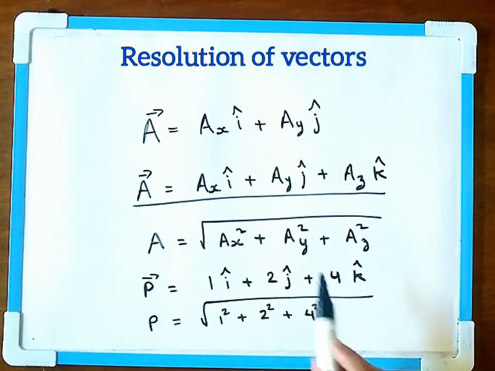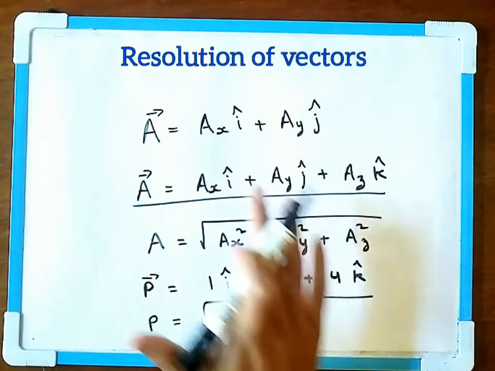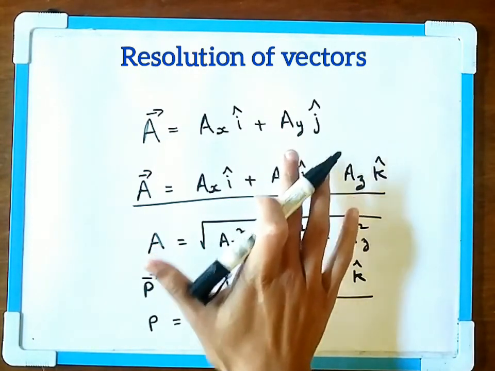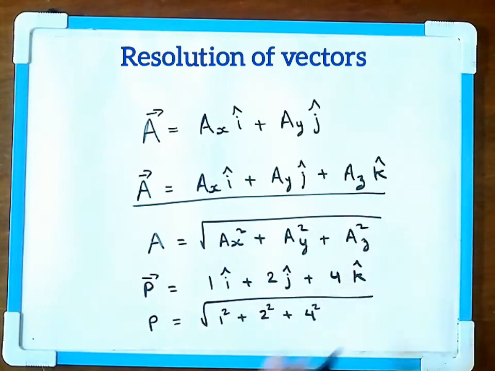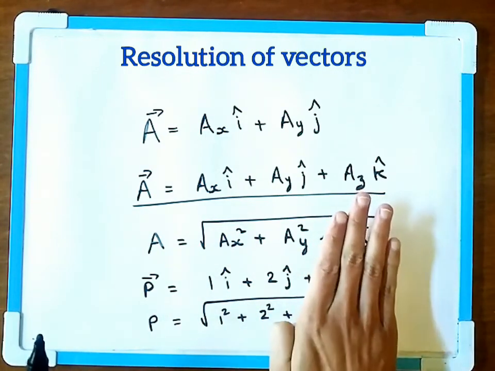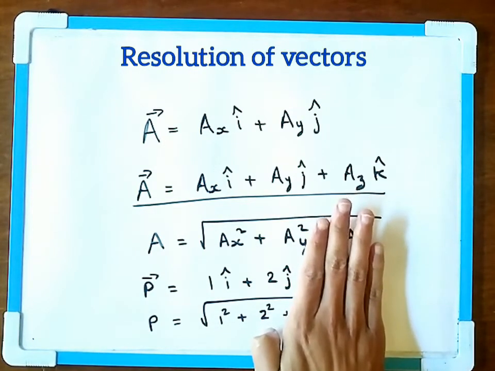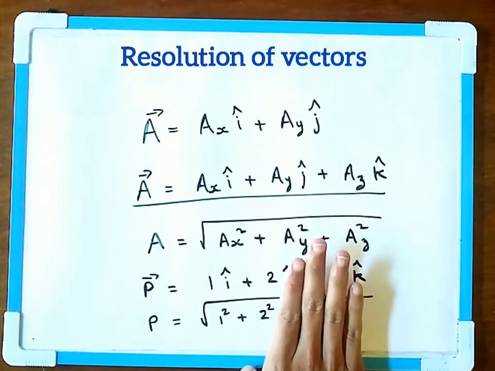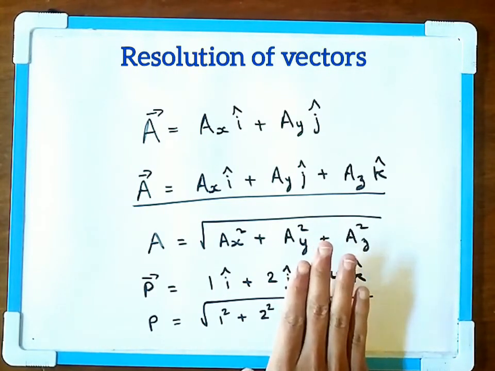And if you have only two components, that is Ax and Ay, or Ax and Az, or Ay and Az, then you simply have only two components. Then you have here also only two components, square root of 1 square plus 2 square.